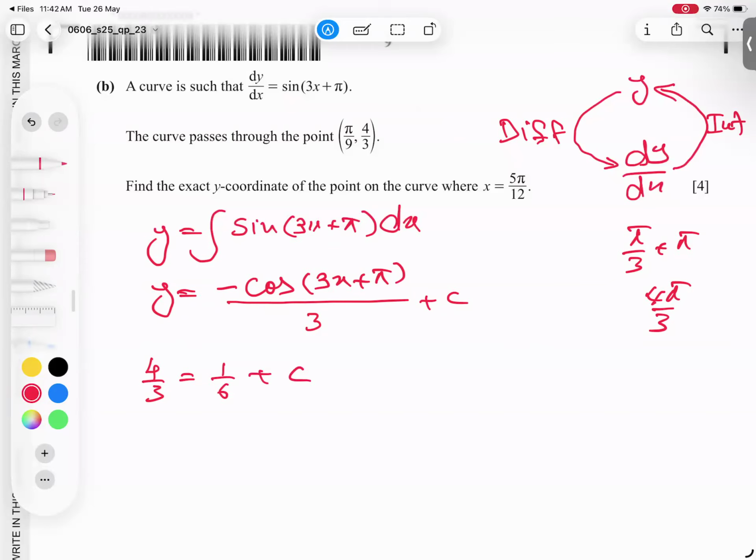And I'm getting here the C value is coming to 7 over 6 if I bring it to the other side. And plug that value back in. Is the question over? Not at all.